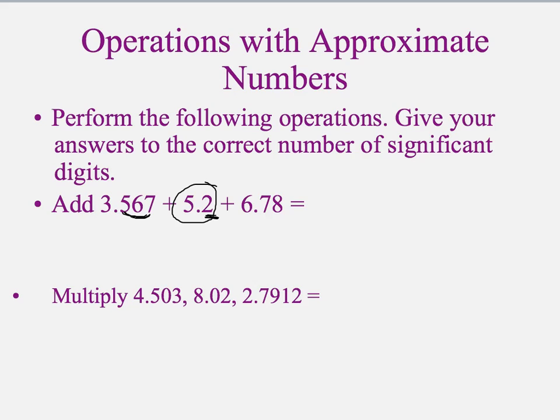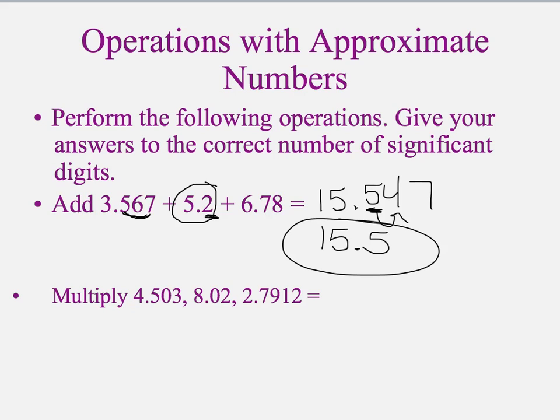So then let's add these together. 3.567 plus 5.2 plus 6.78 is 15.547. But we want it rounded to the correct number of significant digits, which means I should only have one place after the decimal. So if I look back at the number after the 5, we end up with just 15.5.